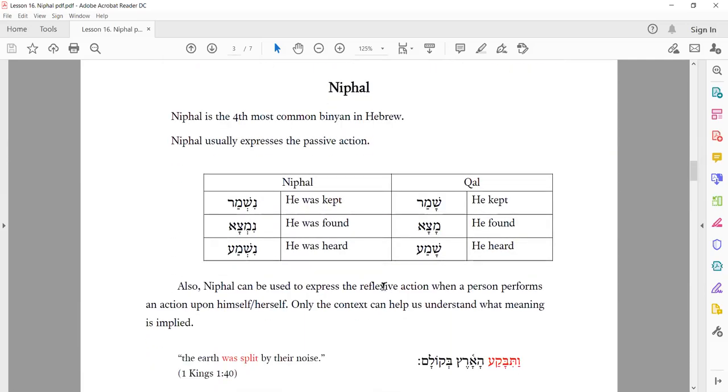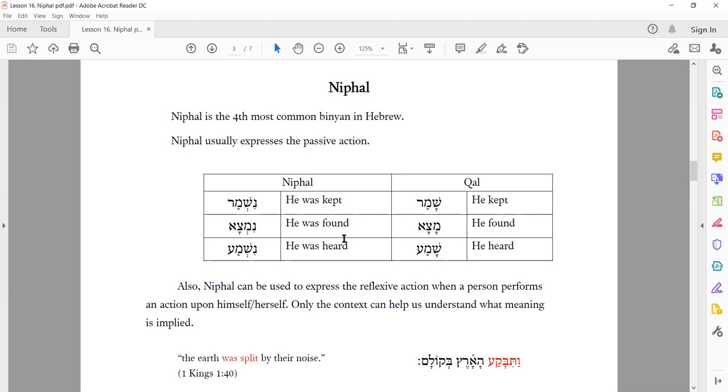Okay, so let's continue now. Let us go to the second binyan, and it is called Niphal. The meaning of Niphal is passive, and it's actually very easy to remember. If you remember the name of the binyan, it can help you to identify the vowels of the binyan. What we need to do is just add the prefix ni to katal and make the vowels according to this pattern, Niphal. So Nishmar, Nimca, Nishma, and so on. And it will be he was kept, he was found, he was heard, from Shamar, Matza, and Shama.